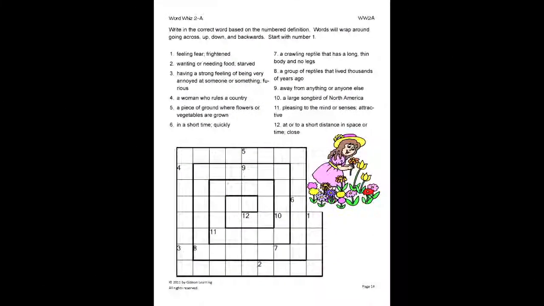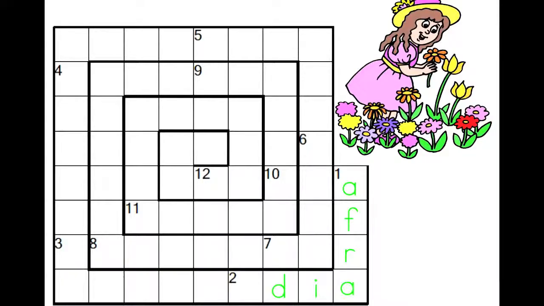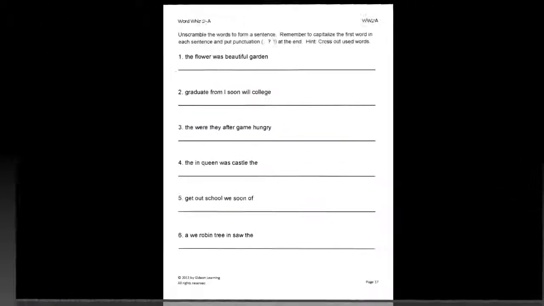On this exercise, the student will write the correct word based on the number definition. Words will wrap around going across, up, down, and backward. Start with number 1. First, read the given definition. Feeling fear or frightened. We know this is the definition for afraid, so we neatly write each letter in its correct box starting with number 1.